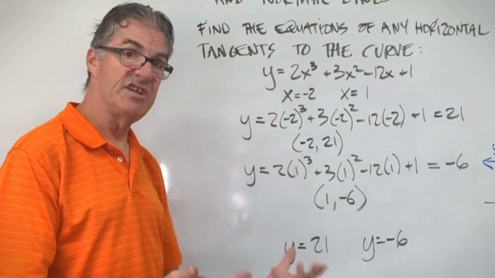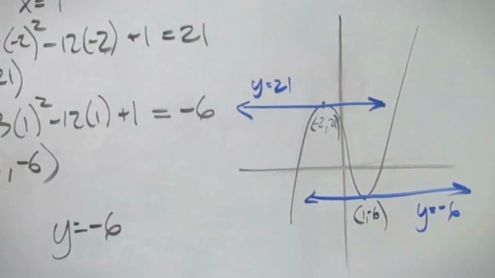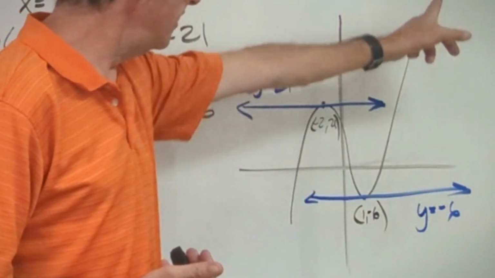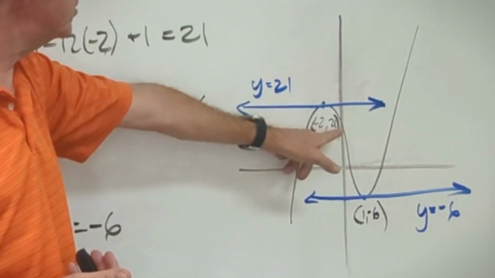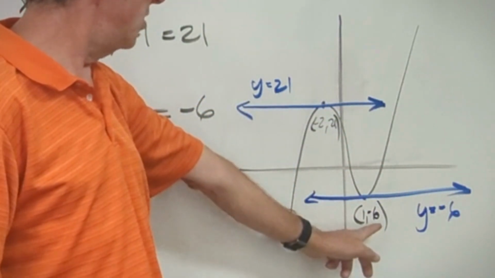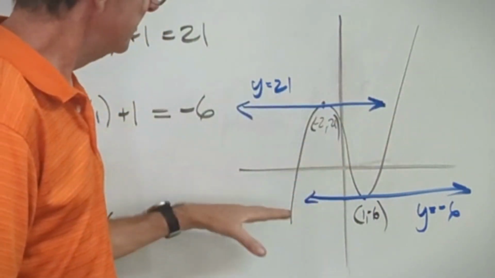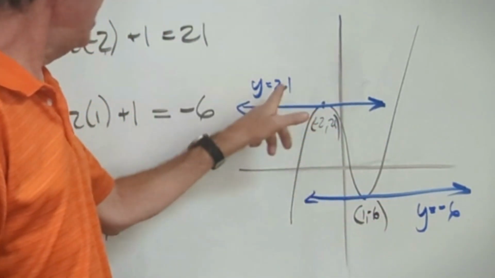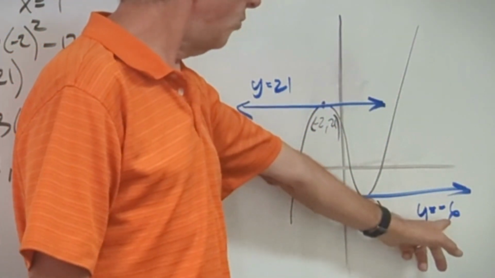Now I've sketched our solution on the graph so that you can see that graphically. So check this out over here. Here's a rough diagram of our power function, and I've labeled my 2 points. Here's my local maximum at negative 2, 21. Here's my local minimum at 1, negative 6. And I've sketched my tangent lines. So these lines are horizontal, tangent to the curve at those points. And here's my equation for that one: y equals 21. And my equation for that one: y equals negative 6.